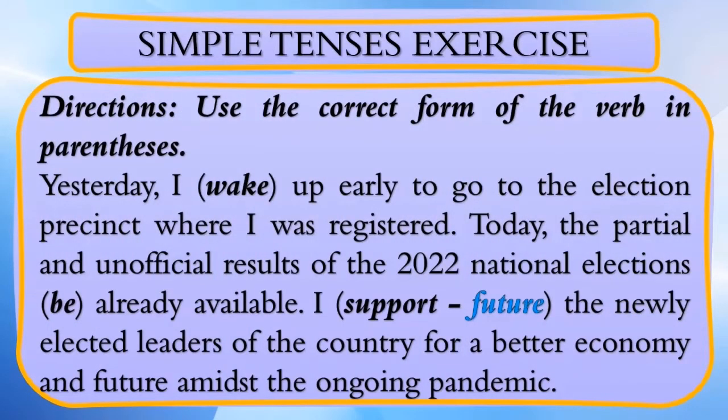Directions. Use the correct form of the verb in parentheses. Yesterday, I wake up early to go to the election precinct where I was registered. Today, the partial and unofficial results of the 2022 national elections be already available. I support future, the newly elected leaders of the country for a better economy and future amidst the ongoing pandemic.